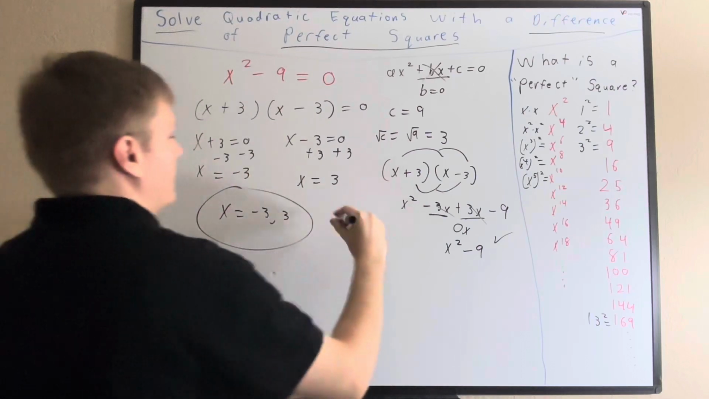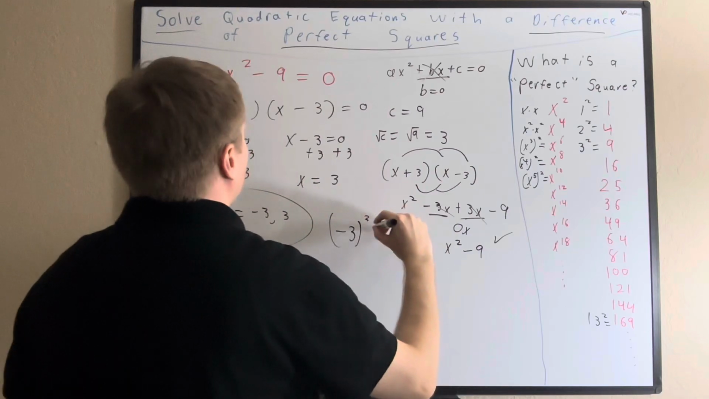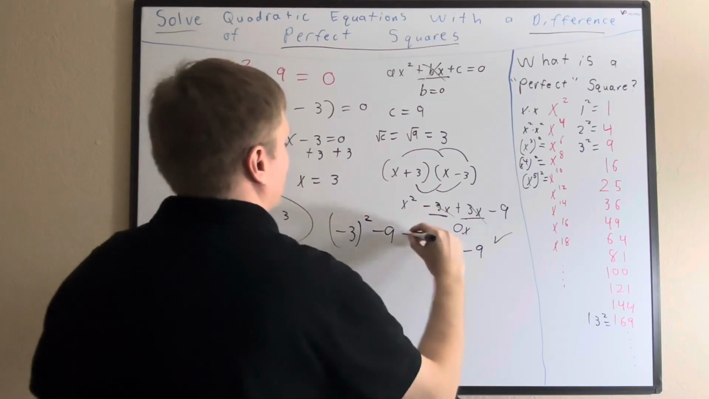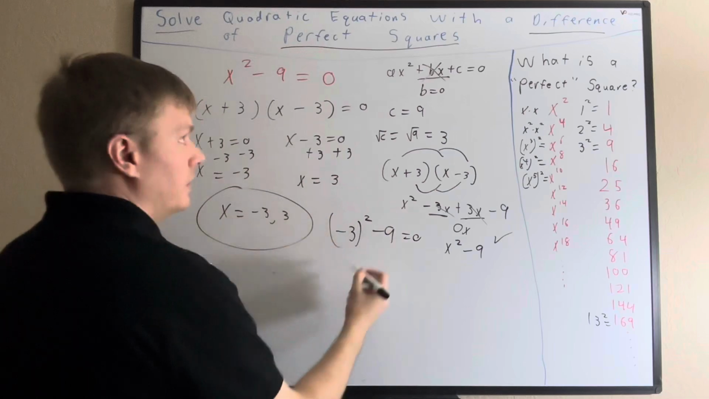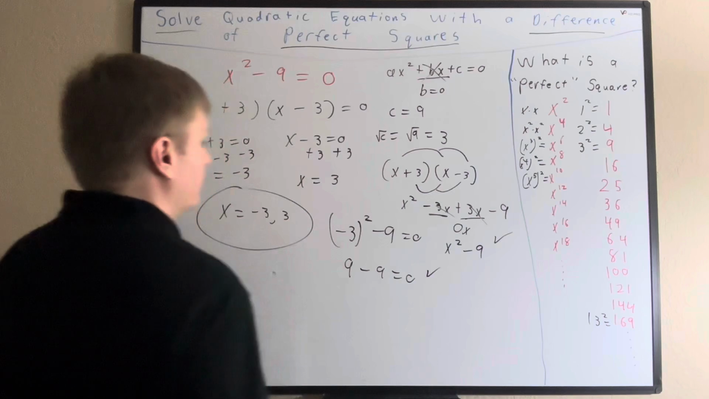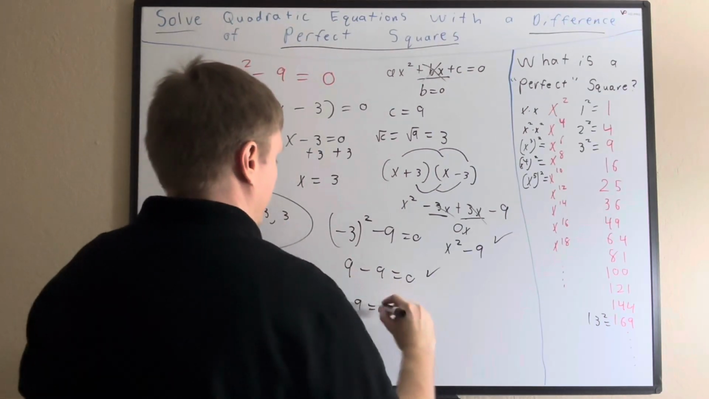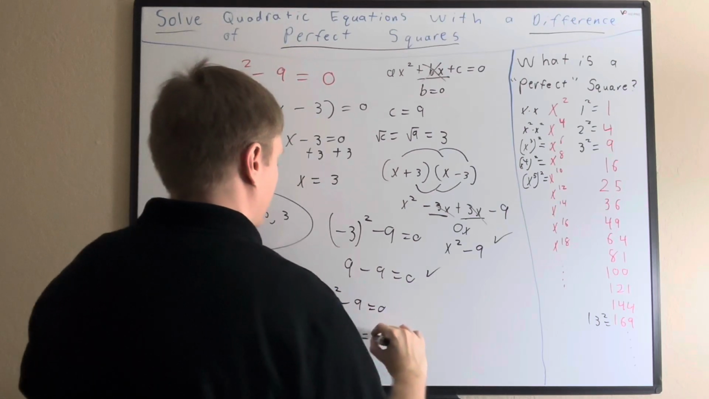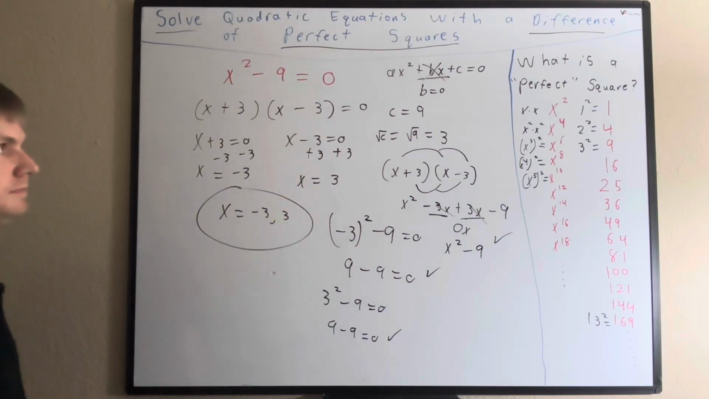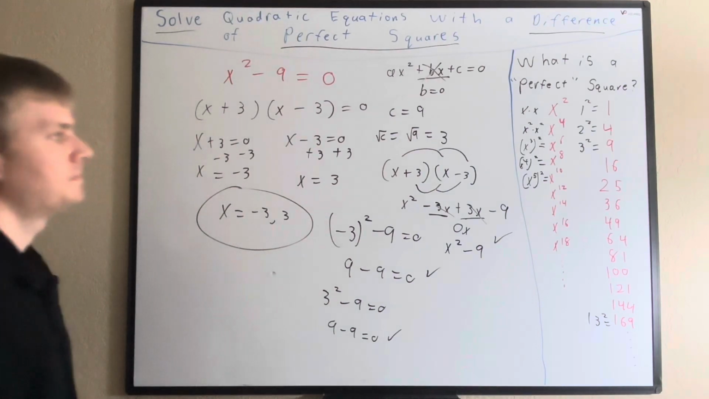Now, check that answer. Put -3 in for x, right? So it's -3 squared minus 9 equals 0, right? -3 squared is 9. 9 minus 9 does equal 0, so that's good. +3, same thing. Just checking our answers, making sure we got it right. It's not so bad, is it?